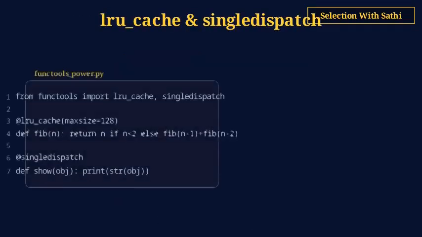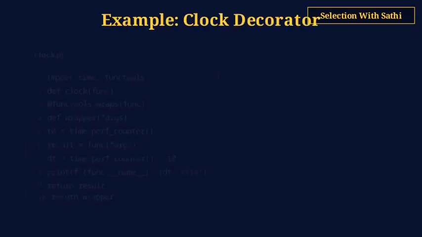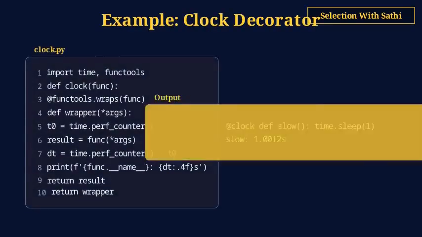functools provides two powerful decorators. lru_cache with maxsize=128 memoizes function results, caching return values based on the arguments. Arguments must be hashable for this to work. singledispatch creates a generic function that dispatches to different implementations based on the type of the first argument. You register specialized versions with @func.register of the type.